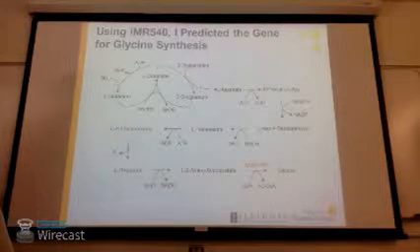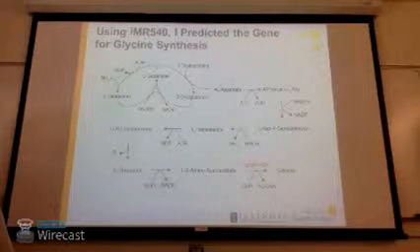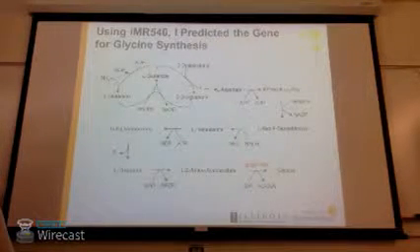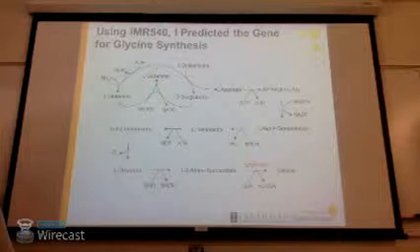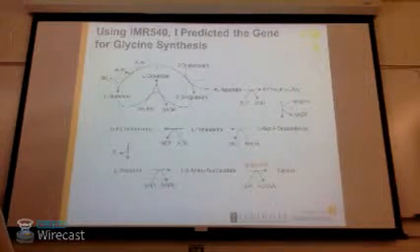So I predict that if I knock out this gene and I don't give my organism any glycine, I would expect that it would not be able to survive. And this wasn't something I found in the literature. This is something that I predicted based on my automated annotation.